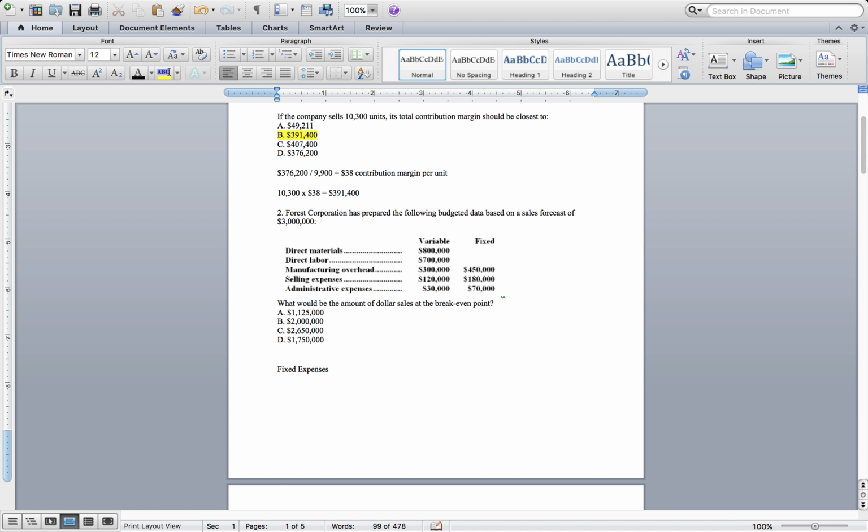Fixed expenses. You see the comment there, and I'll start with the 450,000. Then you want to add the 180,000. The last one you want to add is the 70,000. And now again, when we add them all up, we see we have fixed expenses of $700,000.